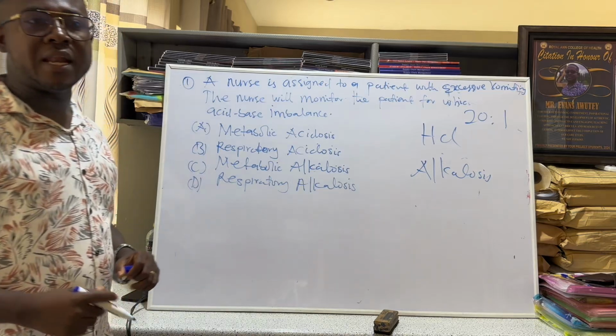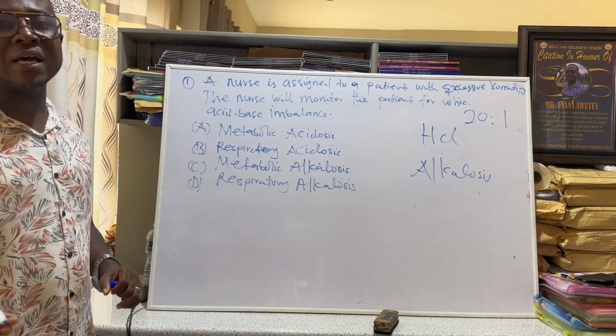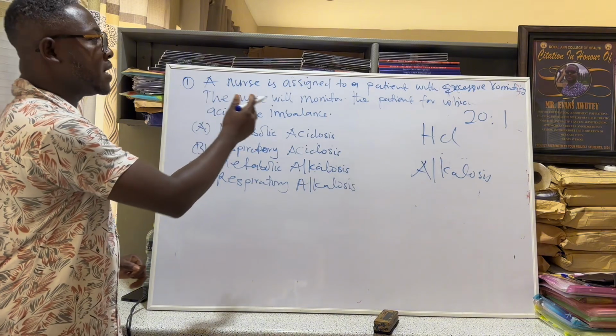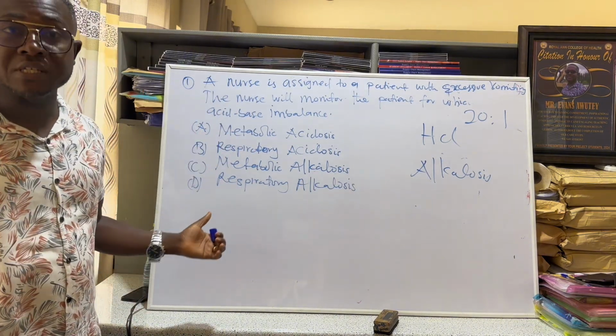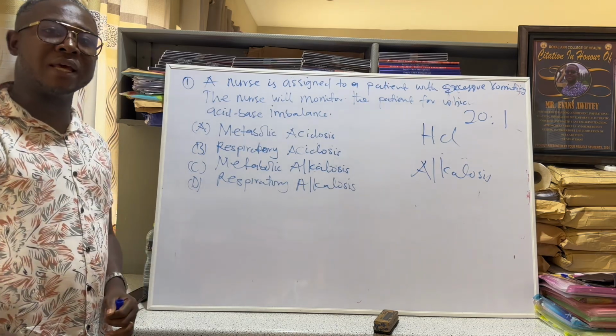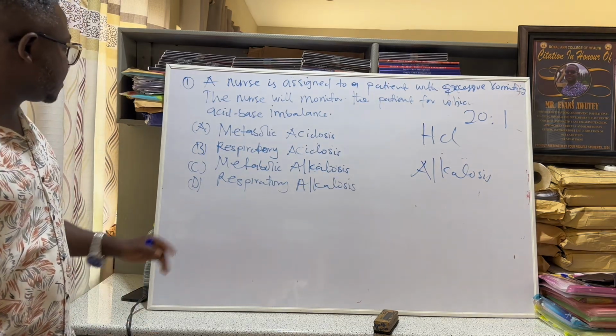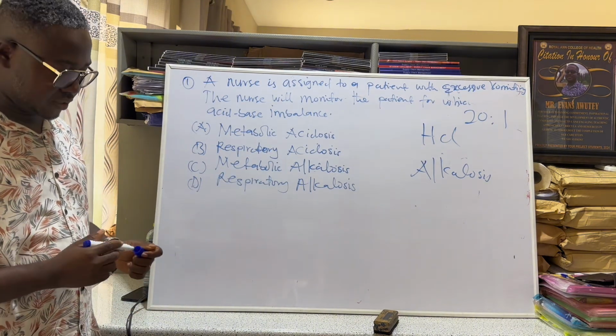Alkalosis. Now we need to determine whether it is respiratory alkalosis or metabolic alkalosis. And when you look at the stem of the question, there is nothing that has to do with what? Respiration. So now it means that we have to go for what? Metabolic alkalosis, which is the C, metabolic alkalosis.